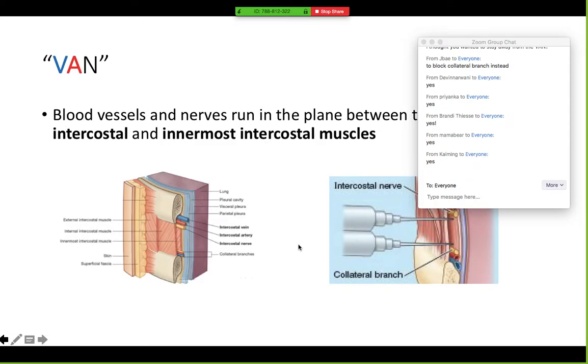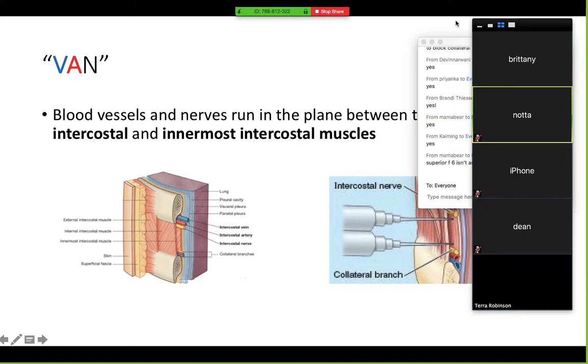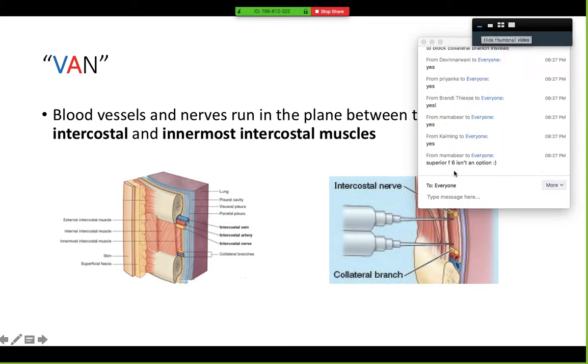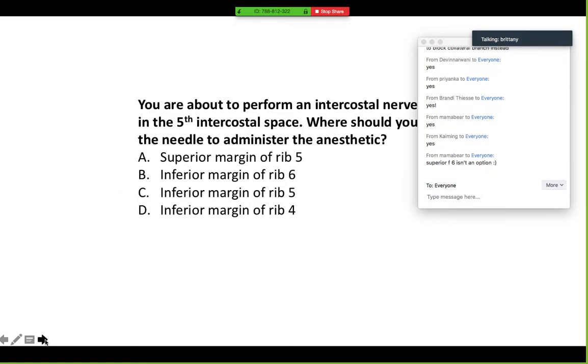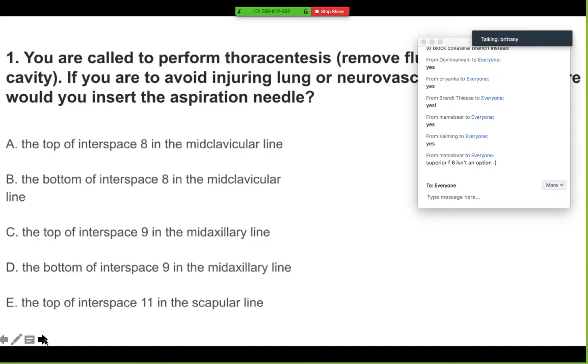Okay, so when you're performing a nerve block, superior to rib 6 isn't an option, correct. So when you're performing a nerve block, you want to hit that bundle. Okay, so that's why the inferior margin of rib 5 is correct. And I think this is going to become more clear. I have another practice question that I think may clear this up.